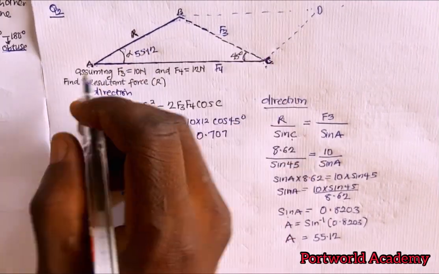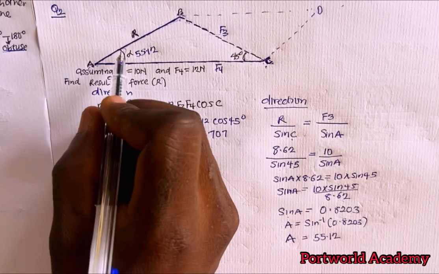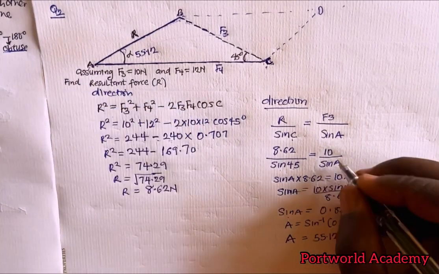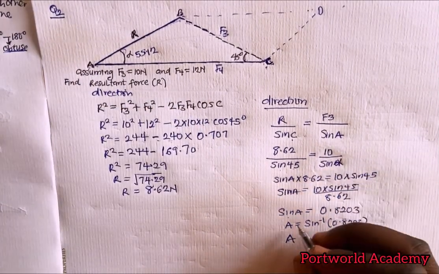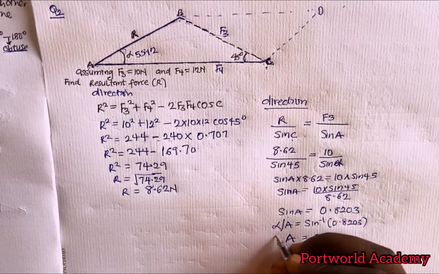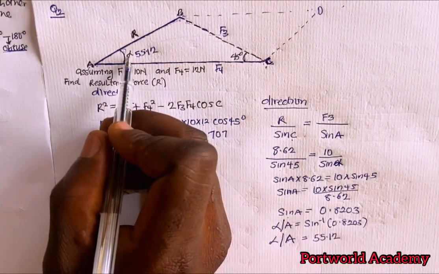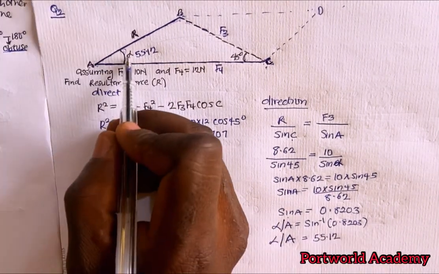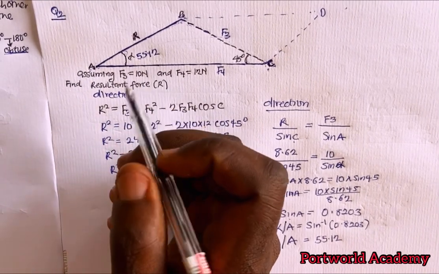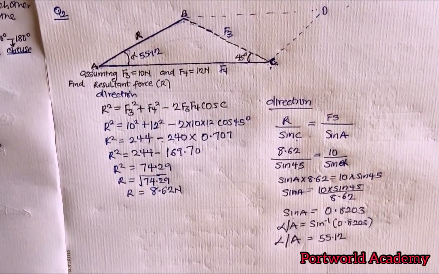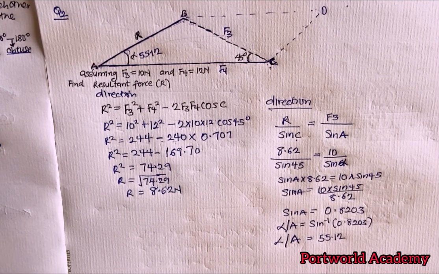It shows that this angle here is 55.12. I represent it as A because it's the angle of A. We can call it alpha. Let me just put alpha here. So the angle towards A is alpha, which is 55.12, right? So I think that's all about the direction and also the angle.